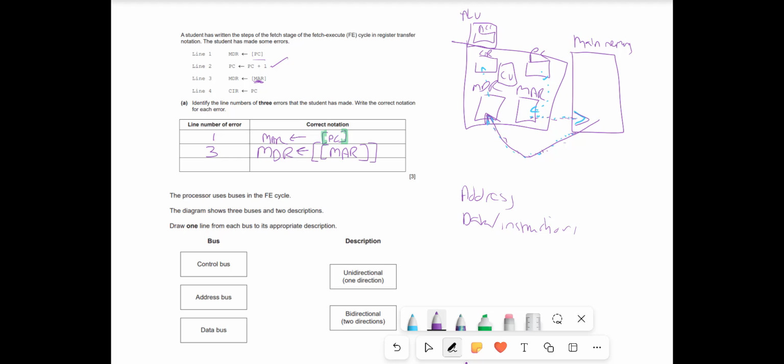Line 4 says program counter, CIR. Now, here's the thing. There isn't a direct relationship between the program counter, which is over here, and the CIR, which is over here. It's the MDR which puts a value into the CIR. So that's an issue. So we've got CIR, and this should be, in square brackets, the value inside of MDR. And there we go.